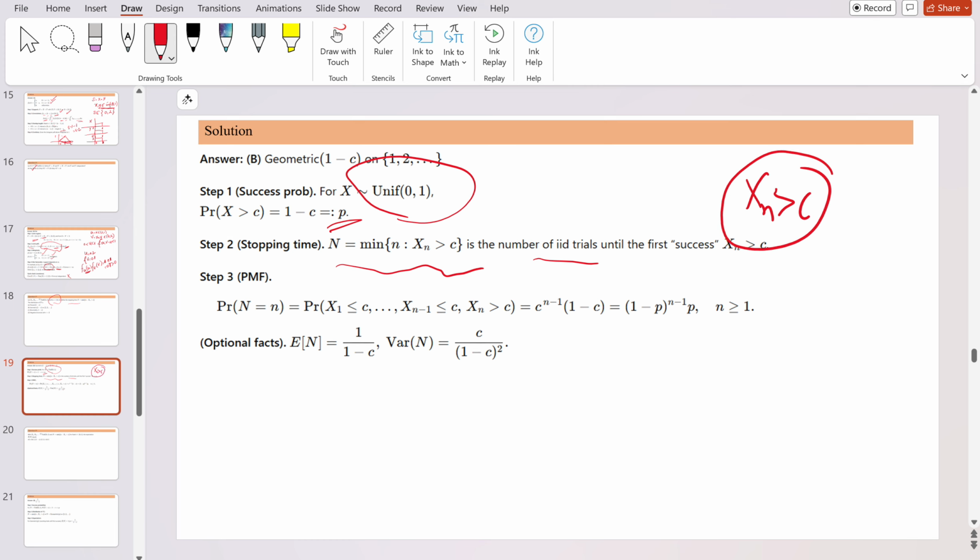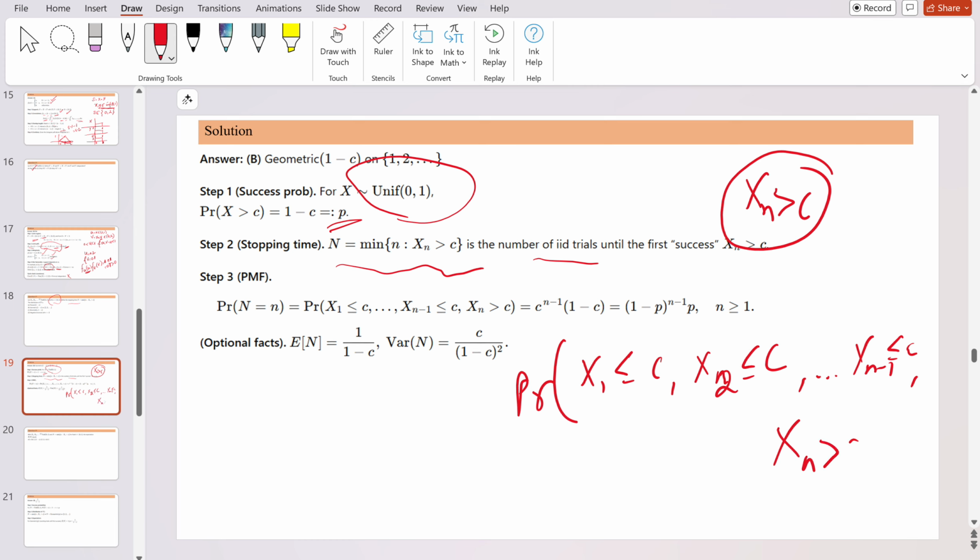So when you wanted to find out what the PMF is, the PMF is simply the probability that N is equal to n, or you can say that X1 is less than or equal to c, or X2 is less than or equal to c, and so on up to X(n-1) is less than or equal to c, and Xn is greater than c.